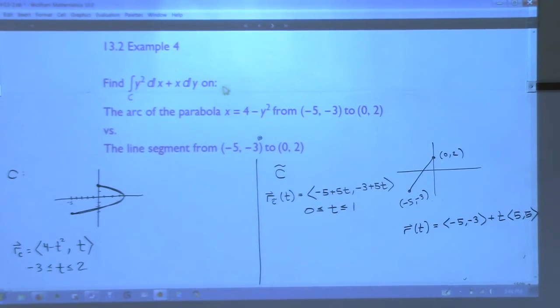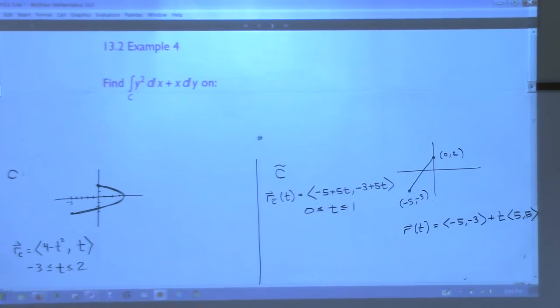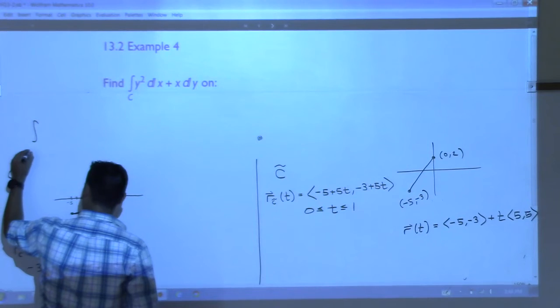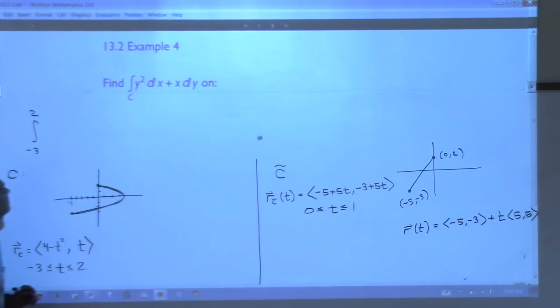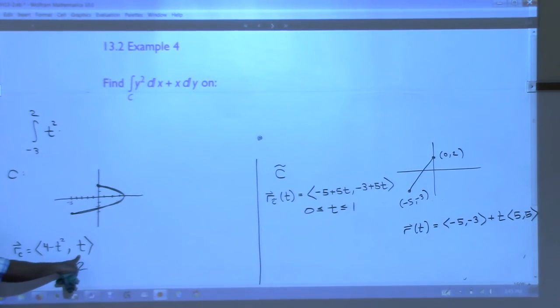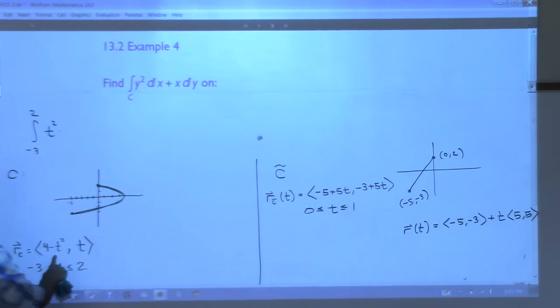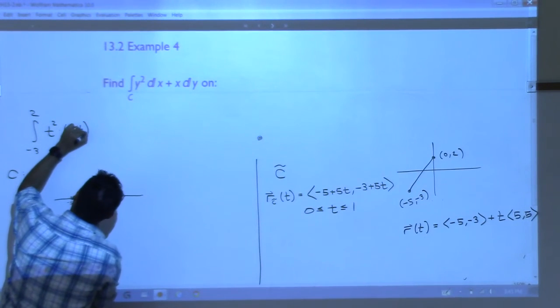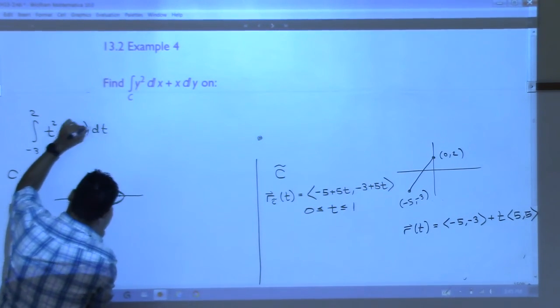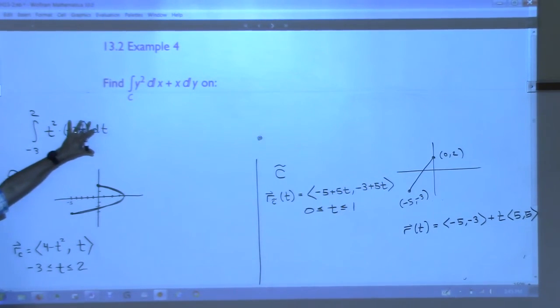So it's going from -3 to 2. Integral from -3 to 2. T squared, so we're replacing the y with this because this is y. So t squared, keep going. -2t because we're doing this with respect to x, so we're taking the derivative of this piece. -2t. Plus 4 minus t squared dt. Okay, so that's our first integral.